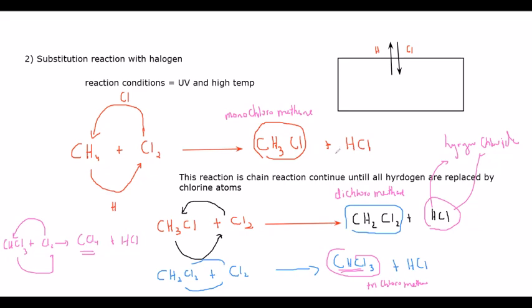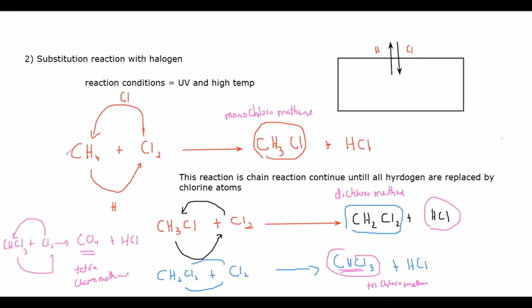Sir, is CCl4 a hydrocarbon? It is not a hydrocarbon, but it is originated from the hydrocarbon. That's why we call that tetrachloromethane. Tetra means 4, chloro because of chlorine, and meth because there's one carbon in it.